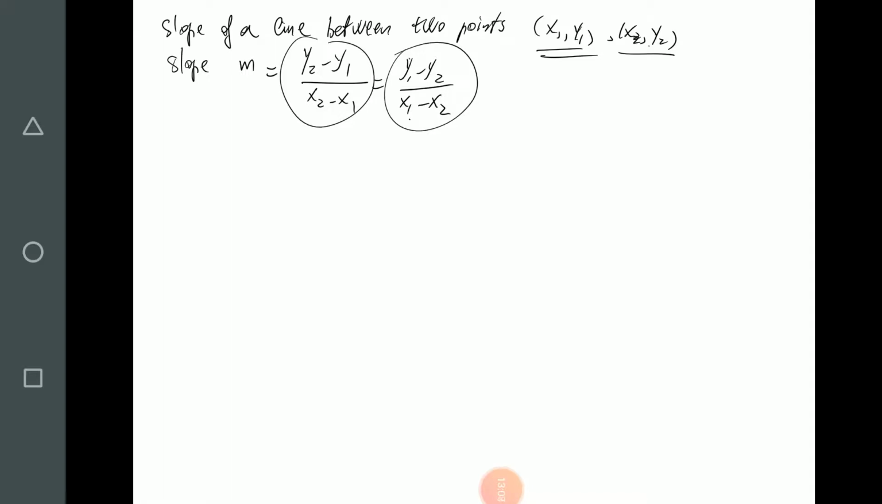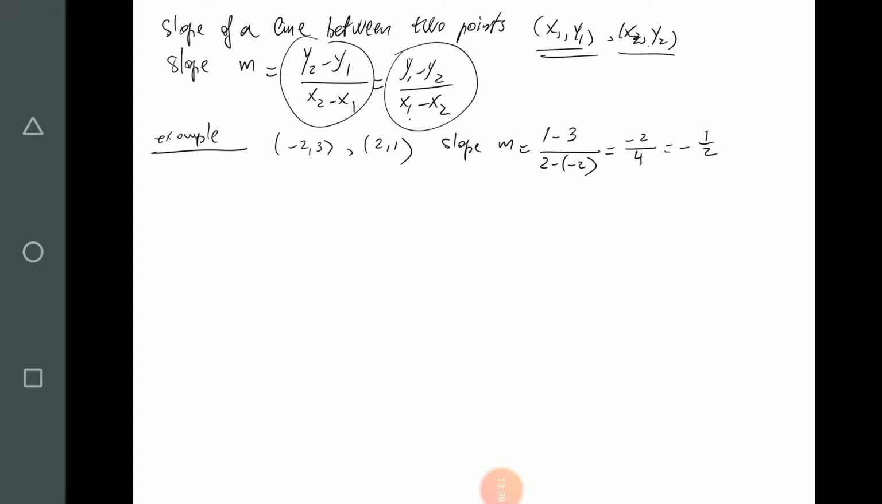And let's go through an example. So suppose we have a point of coordinates minus 2 and 3 and a point of coordinates 2 and 1. So the slope is, let's start with the second point, 1 minus 3, the difference of the y coordinates, over 2 minus negative 2. So that leaves us minus 2 on the top over 4, which can be simplified to minus 1 over 2, if we divide by 2.